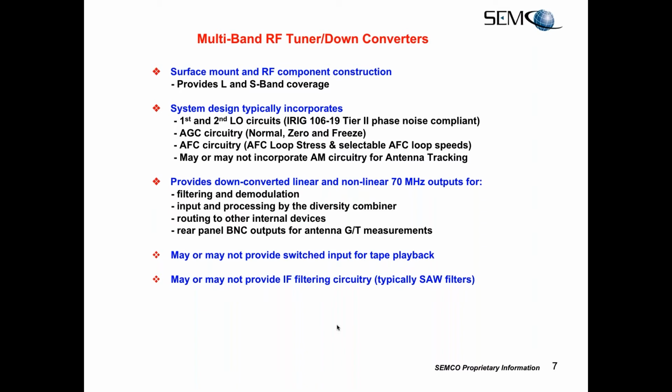And in a front-end RF tuner, depending on the design and architecture of the particular receiver, it may or may not provide IF filtering circuitry. That filtering circuitry may be provided in another part of the receiver, but typically you'll want to see it up in this front-end RF tuner, so that once you down convert to 70 megahertz, you run it through IF filtering circuitry before you pass it on to your demodulator. And typically that uses the SAW filters, the surface acoustical wave filters, that provide very, very good shaping and filtering for your analog signals that are coming in.